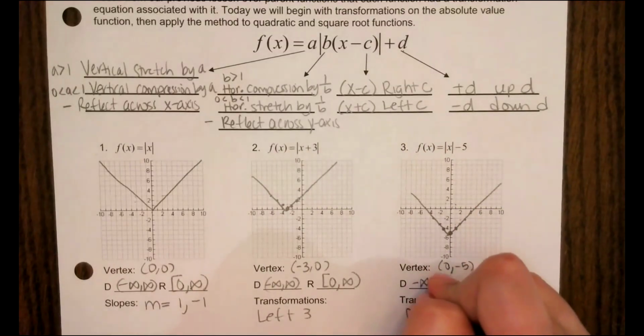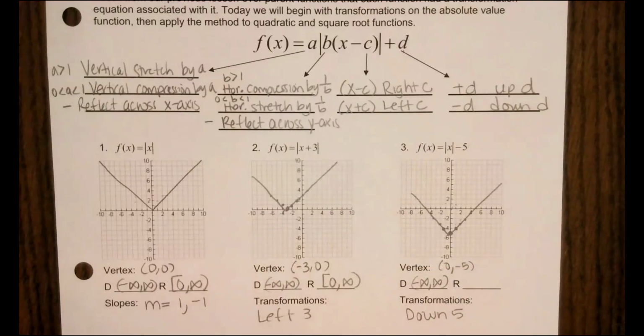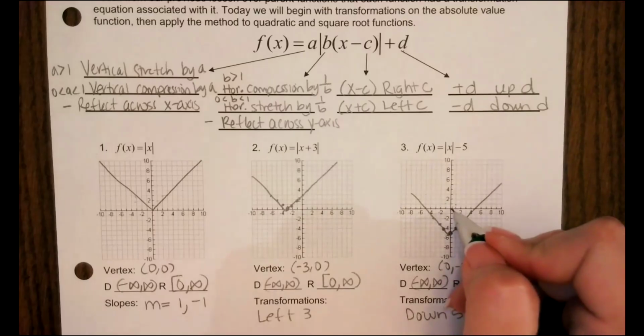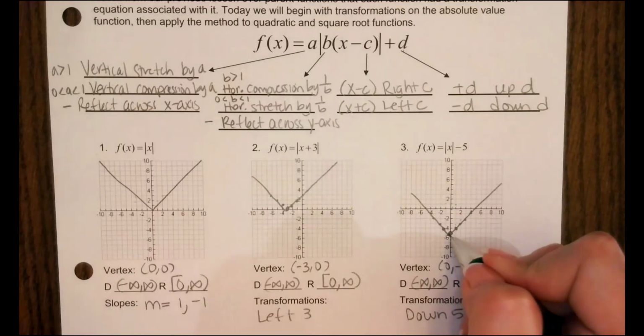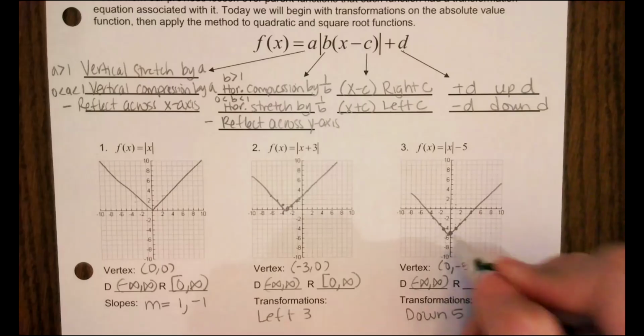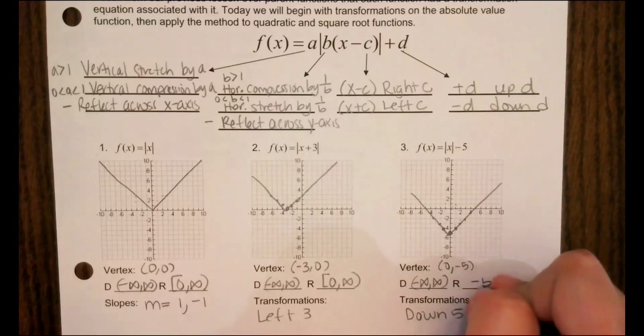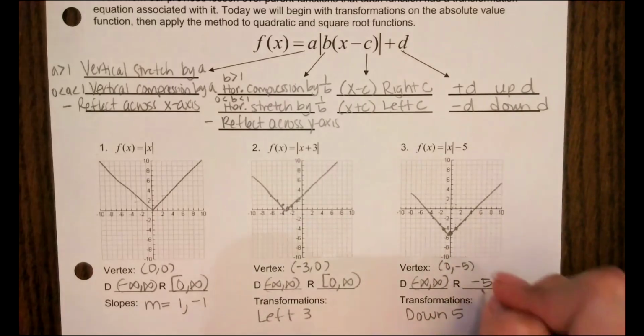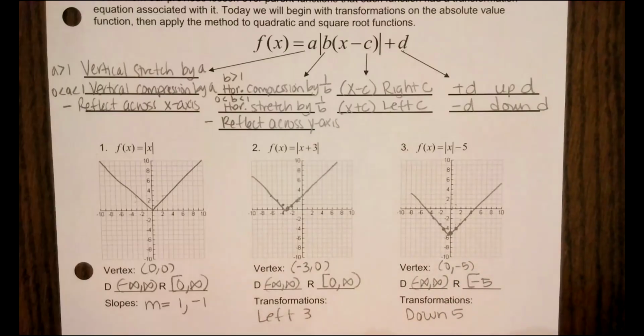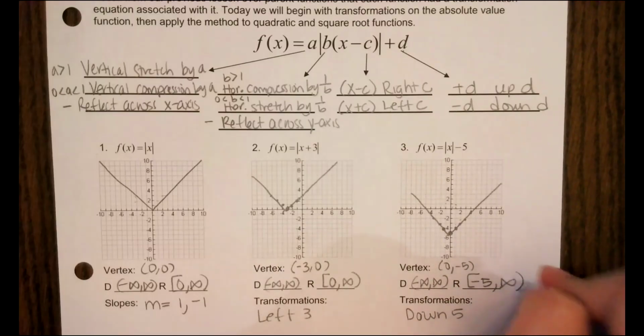My domain has not changed. It was all real numbers, so it stays all real numbers. My range on this one did change because now I have y values that are lower than 0. My smallest y value here is negative 5. So this should start at negative 5. There is a point there, so I'm going to have a bracket, and it goes up forever, so that would be infinity.